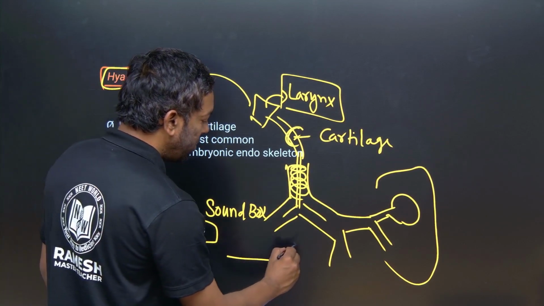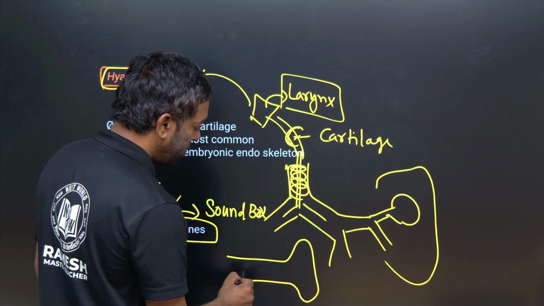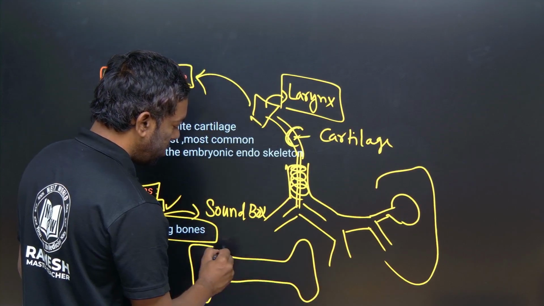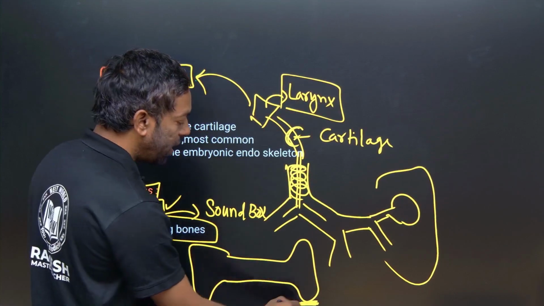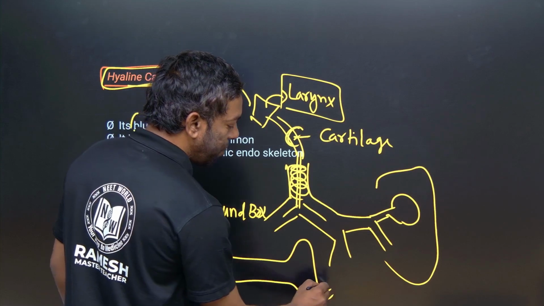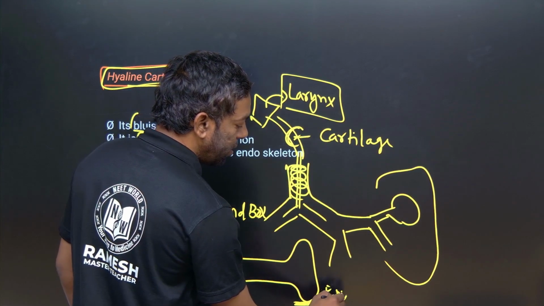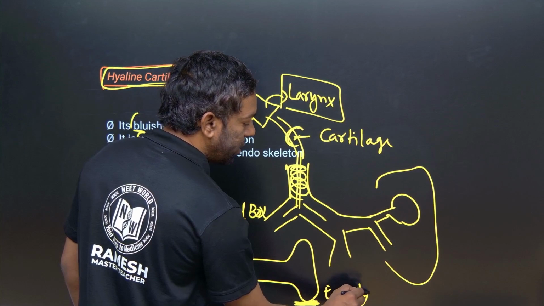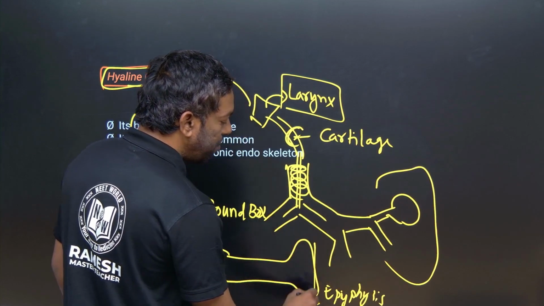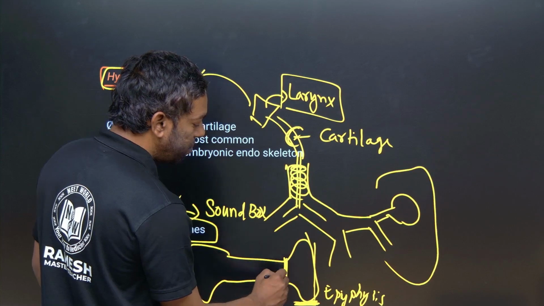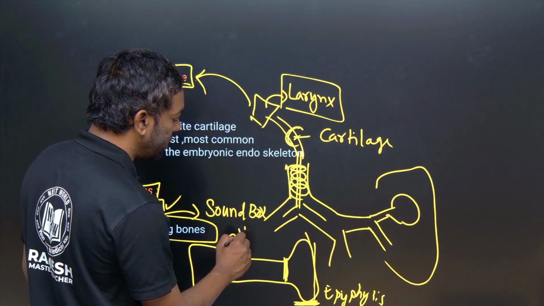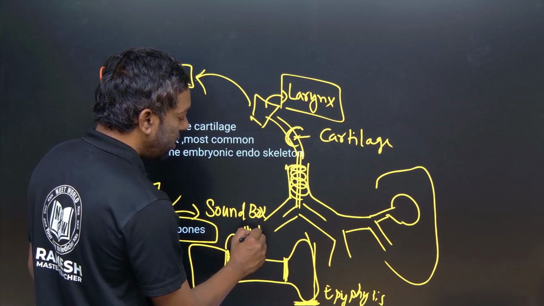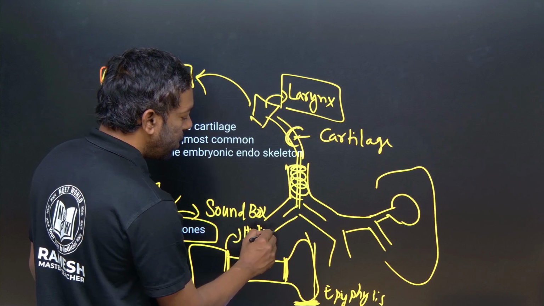This is the bone, compact bone. This is the epiphyseal place, the epiphysis. The end, the start of the epiphysis, is hyaline cartilage.